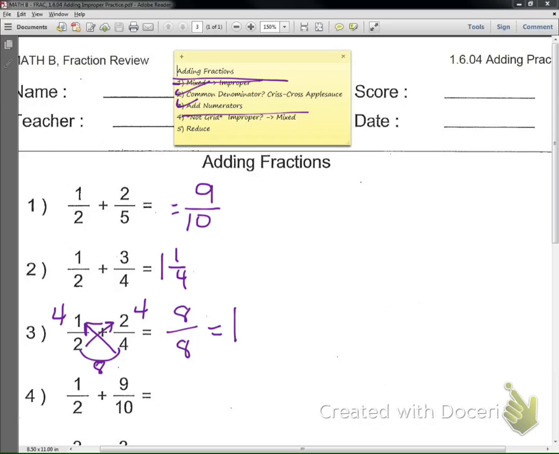Alright, go ahead and try the rest of the practice problems on your own, and then you can self-check and correct.